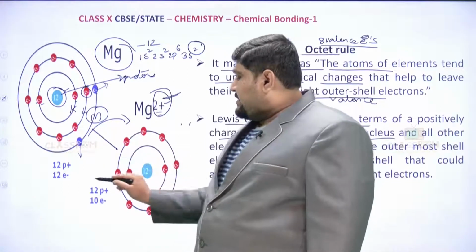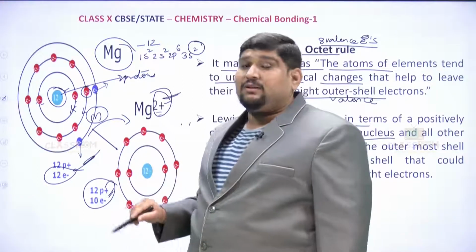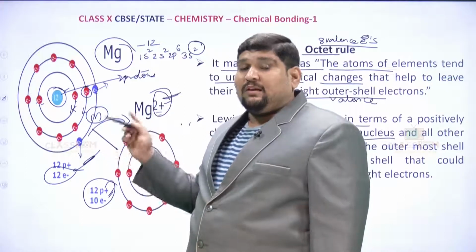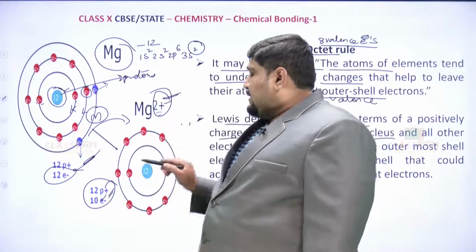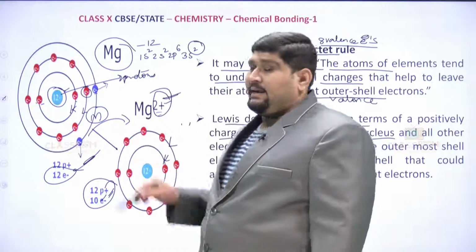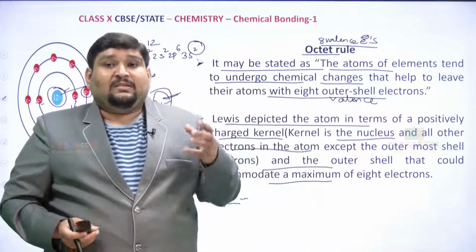Then they are left with 10 electrons. Basically they were found to be with 12 electrons. As 2 electrons are given out, by losing those 2 electrons it becomes stable with 10 electrons, 2 electrons in the K shell and 8 electrons in the L shell. So in this way we try to find the stability of an atom.